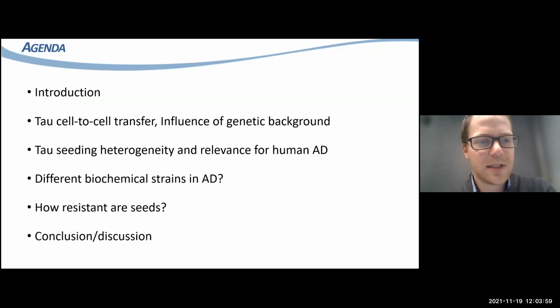Basically, today I'm going to give a quick introduction and then talk about tau cell-to-cell transfer and tau seeding. I'm going to touch base a little bit on different strains and how biochemistry can help us differentiate these strains in Alzheimer's disease. And finally, if we have time, I'm going to talk about a last project that we've been doing on the resistance of these seeds to treatment.